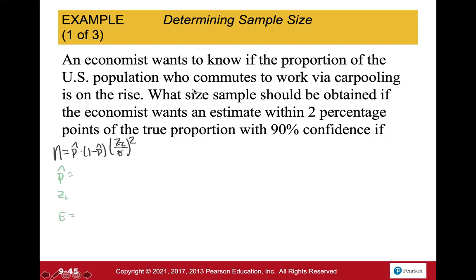The economist wants to know if the proportion of the US population who commutes to work via carpooling is on the rise. What size sample should be obtained? That's what n is. If the economist wants to estimate within 2 percentage points of the true proportion with 90% confidence, we can get the z value from the 90% confidence.